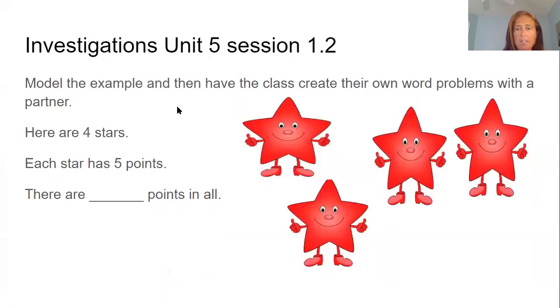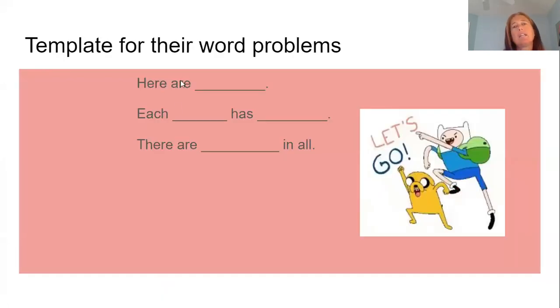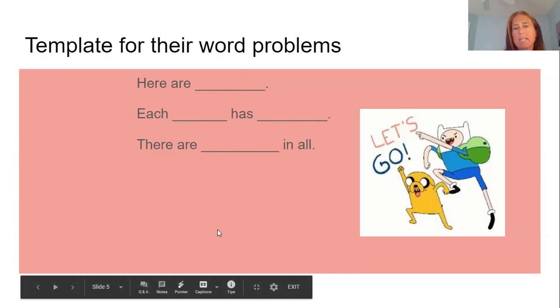All right, now let me go back to the template. Again, here's the template on your paper. You will write here are, and then what you drew a picture of. Each of those, like it was my star, has how many of something, okay? Now remember, you can only have groups of 2, 3, or 4, okay? And don't pick too high of a number. I wouldn't say here are 4 stars, each star has 100 points, okay? We want to make sure that it's going to be a problem that you can complete in this space.